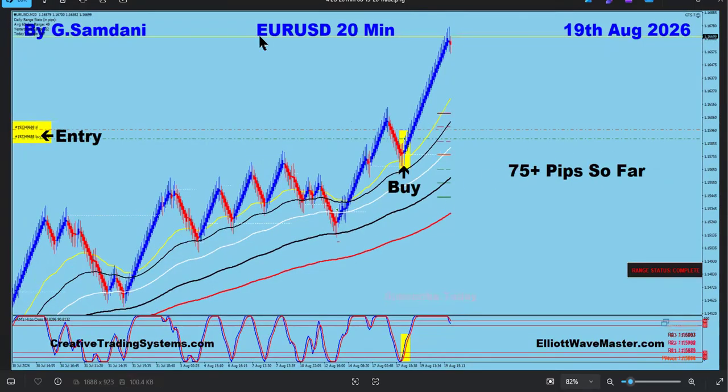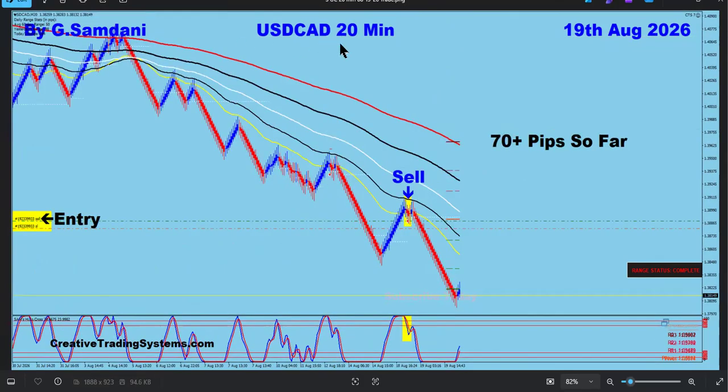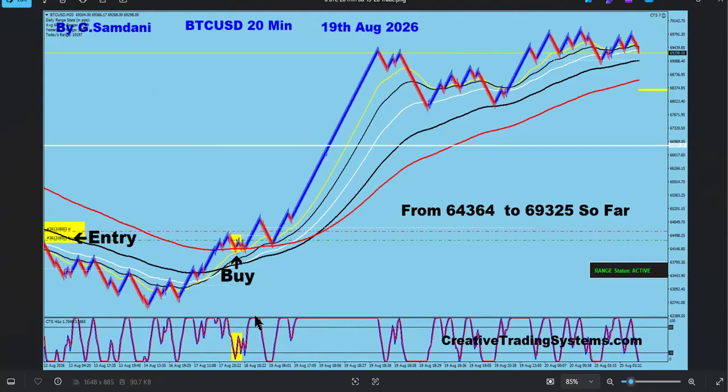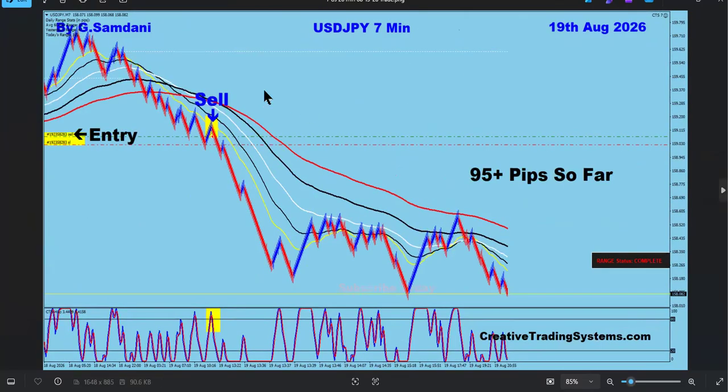On the 19th, this is Euro USD for 75 pip. This one is USD-CAD going down because of the USD weakness for 70 pip. I'll show you the USD weakness, what's happening, so you will know. This is Bitcoin going to the upside. Bitcoin is flying, you know that.